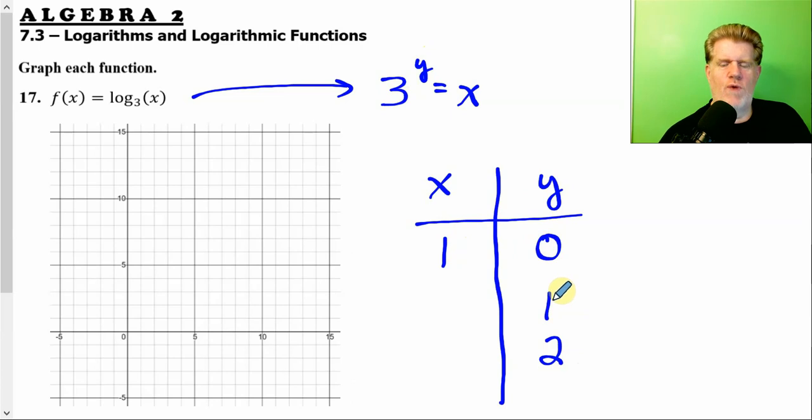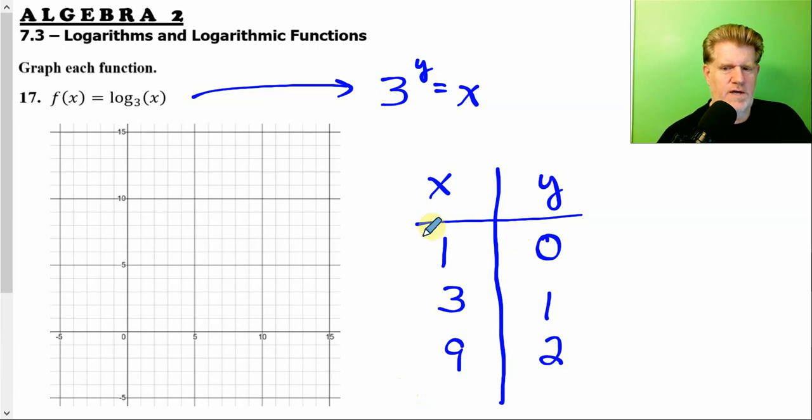Let's just do a couple of these. Let's pick a y value of 1. Well, what's 3 to the 1st? 3. Let's pick a y value of 2. What's 3 squared? 9. Now that's enough to graph it, because what you're going to notice, well, notice what the graph looks like.